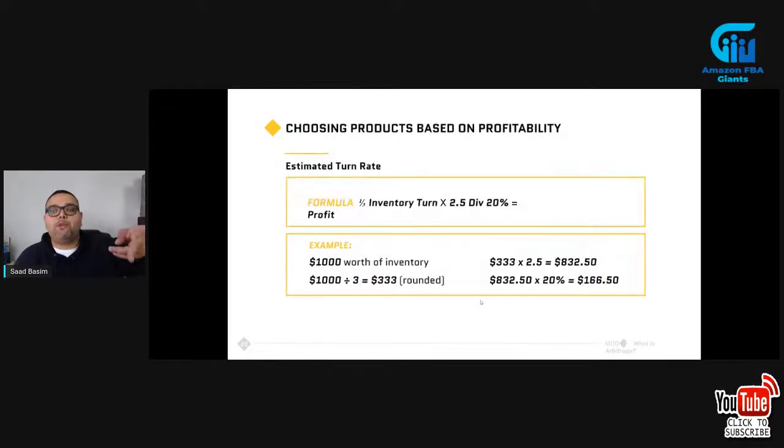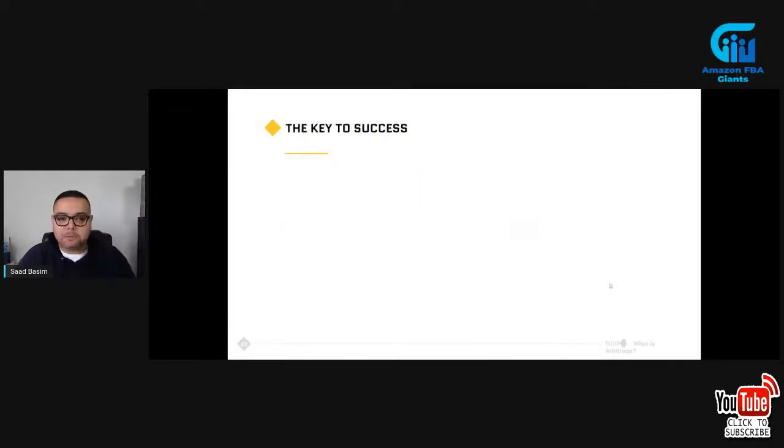I am going to sell for 2.5 to 3 times more, okay? And at 20% profit, that means I'm making $166.5. So for a $333 investment, I'm making $166 in my pocket, which is great if you're doing it as a continuous business.